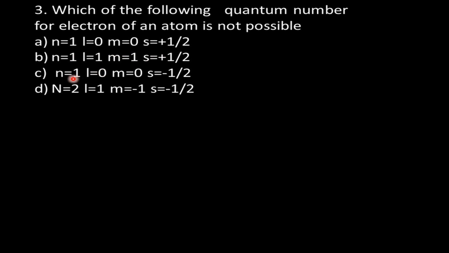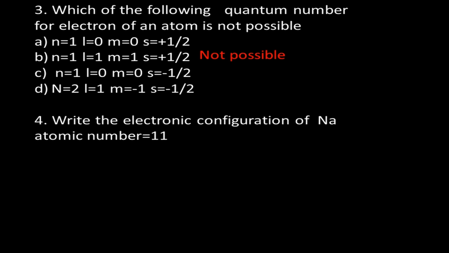Let's see option C. n equals 1, the first energy level. l equals 0, the s sublevel. m equals 0, one orbital. Yeah, correct. s equals -1/2. That is 1 electron. n equals 2, second energy level. l equals 1, the p sublevel, which can be found in the second energy level, which is called the 2p. m equals -1, which is correct. s equals -1/2, which is correct as well. So the option that is not possible here is option B.